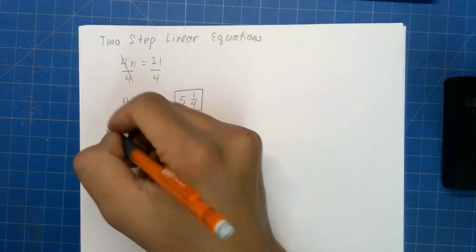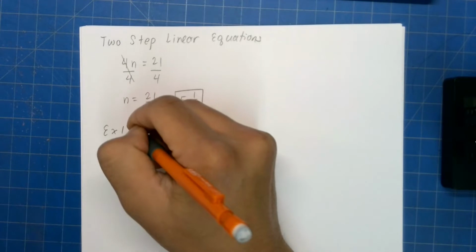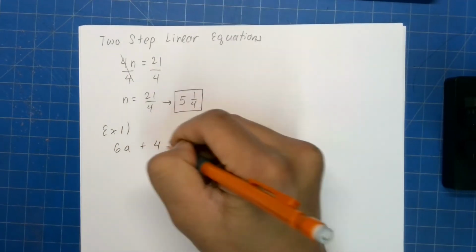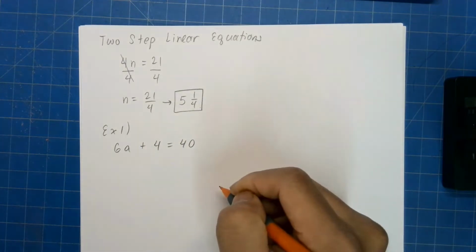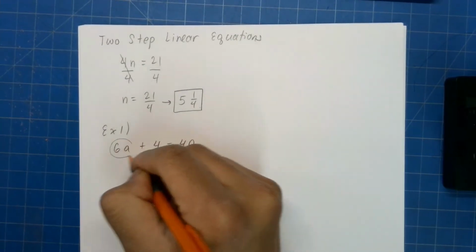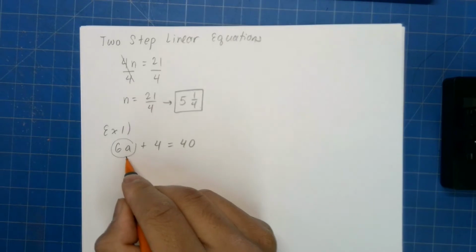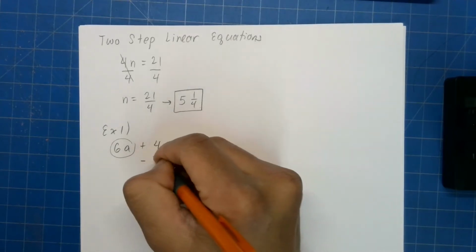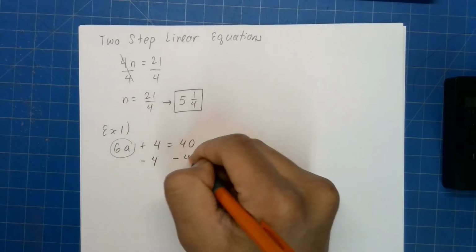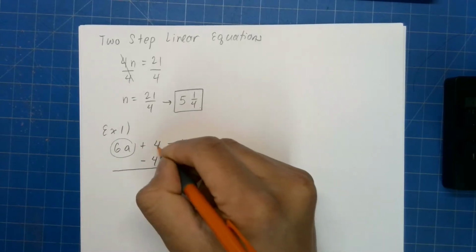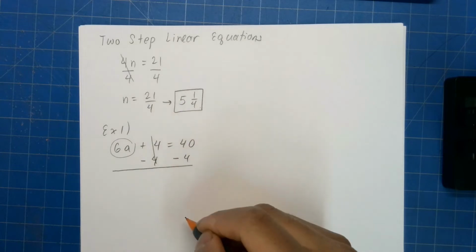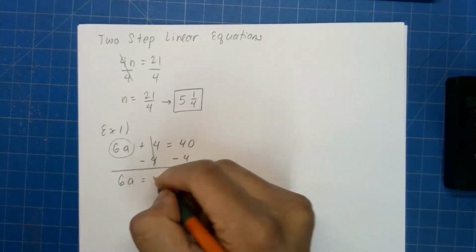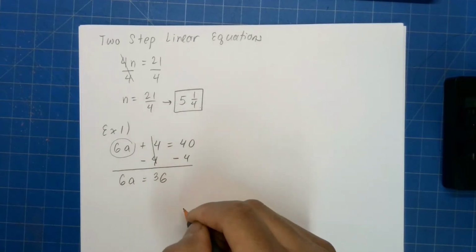For the two-step linear equation, my first example is going to be 6a plus 4 equals 40. Now, our variable that we're trying to solve for is a right here, and we want to isolate this. So I see this plus 4 right here. I'm going to subtract by 4 first on the left, subtract by 4 on the right. These 4 and 4 cancel. So we're left with 6a equals 40 minus 4, which is 36.